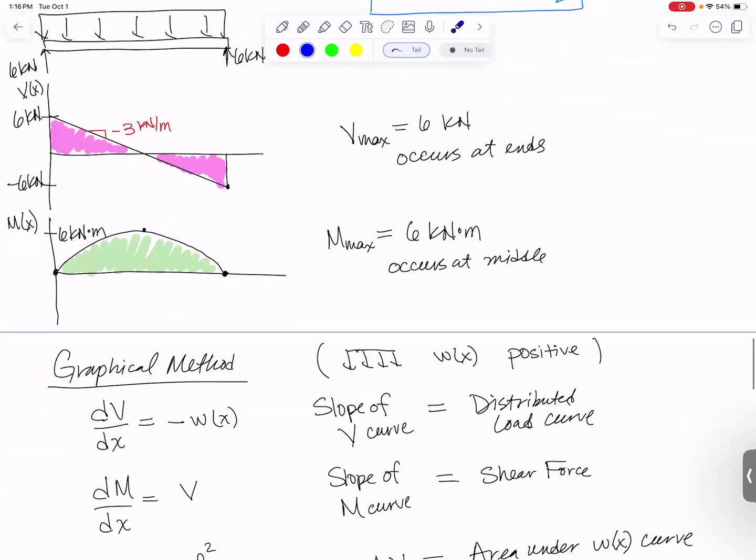I can do that with M as well. If I want to know how much the moment increases from there to the middle of the beam, I can find that by simply taking the area under this curve. The area under this curve is 1/2 the base, 6 kilonewtons, times the height, 2 meters. So 6 kilonewtons times 2 meters is 12 kilonewton meters, divided by 2, you get 6. So from here to here, that height change has got to be 6 kilonewton meters because that was what the area of this curve was.